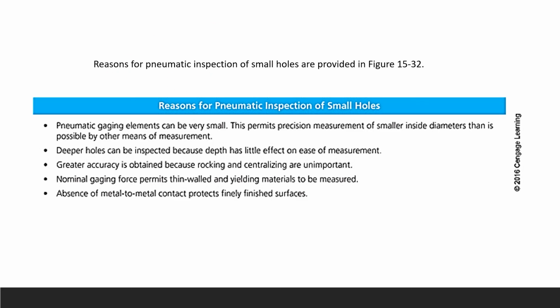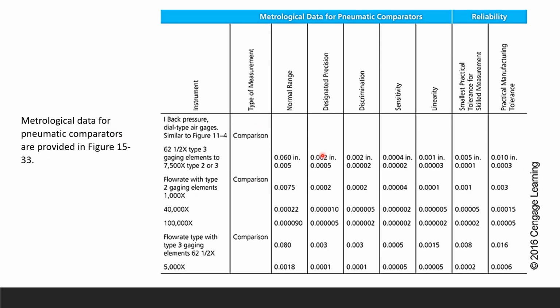meaning that we use an air instrument. The last one is your metrological data for your pneumatic comparators. It's just showing you your reliability here, and then you have your different instruments with the different amplifications, your power X. It's showing you your type of measurement, and they're all comparators. So pneumatic comparators, everything is comparison here.